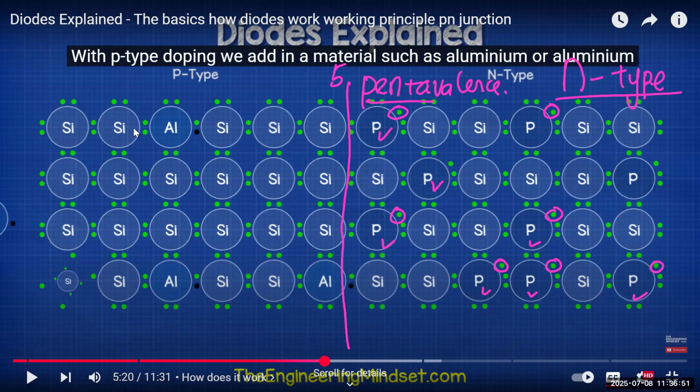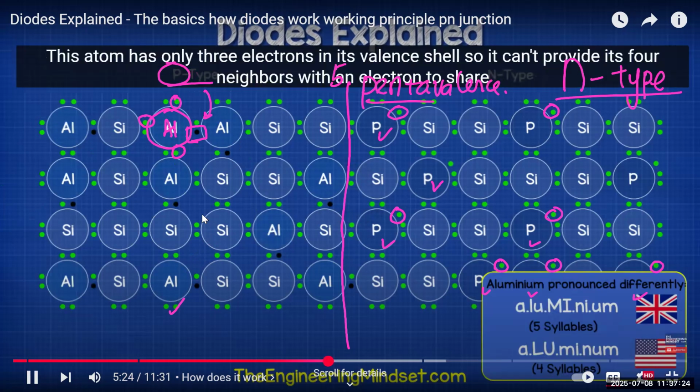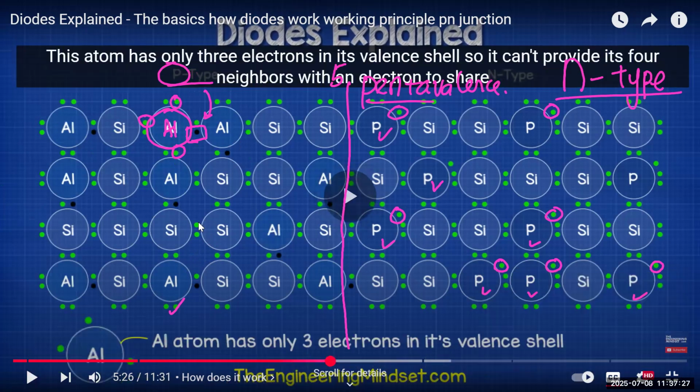Now, if we want to make this a p-type, positive type, we will dope in aluminium, because aluminium only has trivalence. 1, 2, 3, trivalent. So we have 1 extra empty space for an electron to float. Get the idea? Okay, so continue. So we call this a p-type semiconductor.